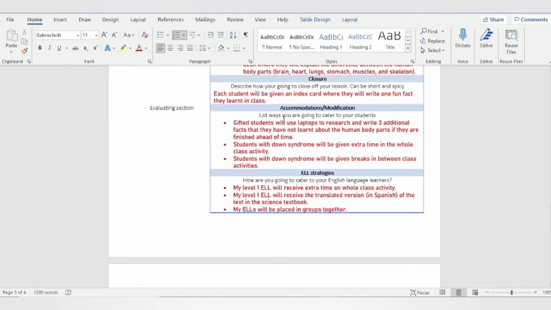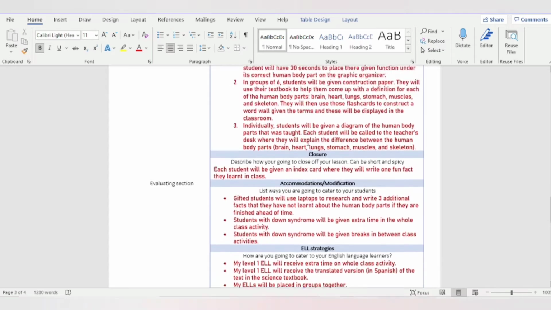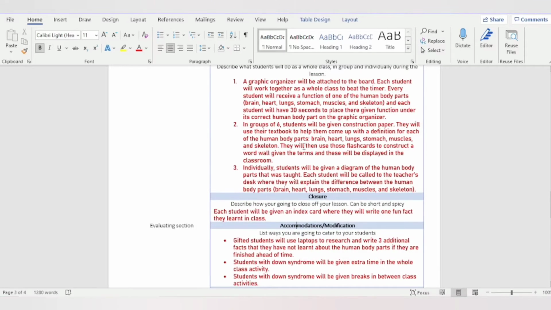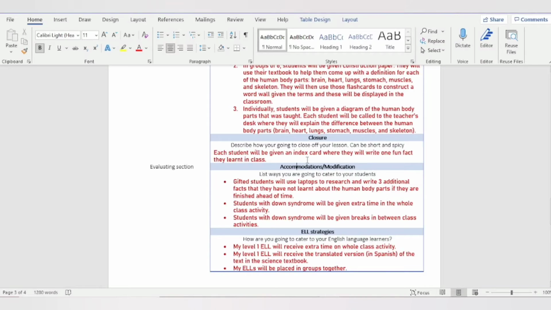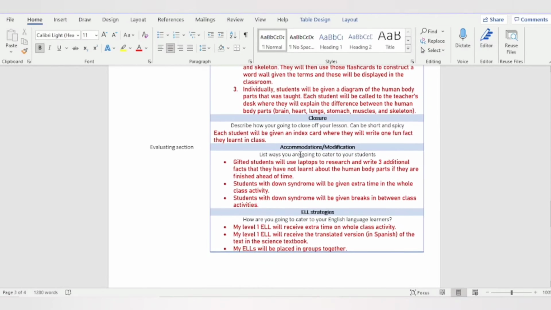Okay, so my closure. The closure should be short and spicy. You're basically ending your lesson off. So what I came up with is each student will be given an index card where they will write one fun fact they learned in class. So it's short, it's spicy, and it checks their understanding. Did they learn anything in class today? You could even do an exit ticket. You could ask them to name one thing they learned, one thing they wish they had learned, one thing they didn't understand, all that stuff. So you could think about good closures.